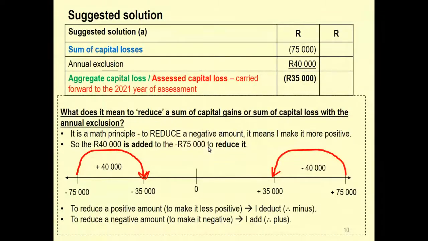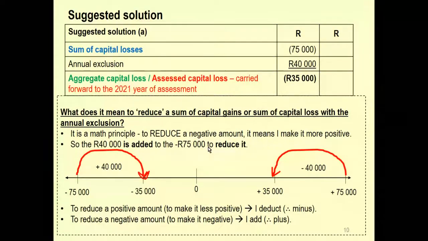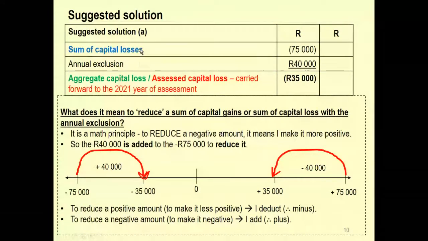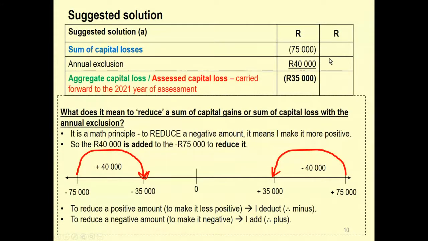Now, again, if they ask you for normal tax implications or the effect on taxable income, that's exactly the same thing. So if I have a sum of capital losses, that means that my total capital losses from the individual assets I disposed of are greater than any capital gains that I've made. So for a sum of capital losses, I start off with a negative amount, right? So I've got 75,000 Rand negative.